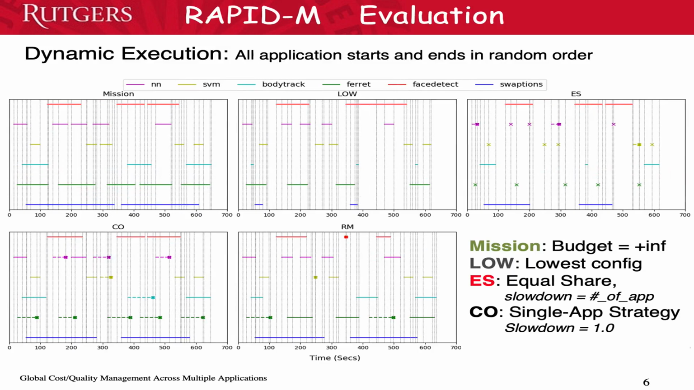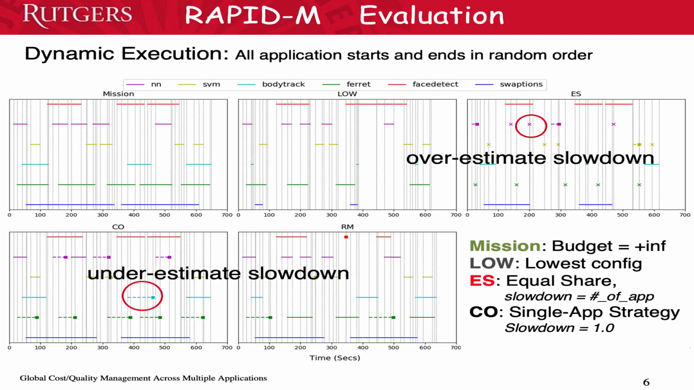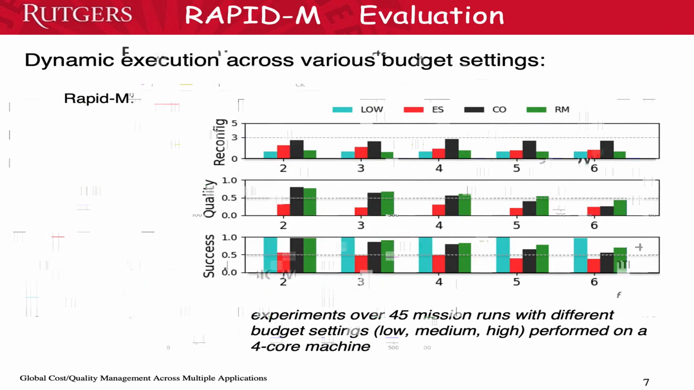In our experiment, we compared our approach with multiple heuristics of slowdown prediction for runtime optimization. This slide shows an example execution trace where up to four applications can run together. Approaches that overestimated the slowdown prevent more applications from being executed when they could. On the other hand, approaches that underestimated the slowdown made choices that lead to failure of completion.